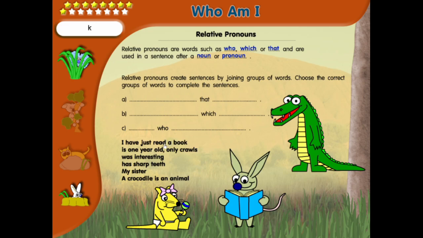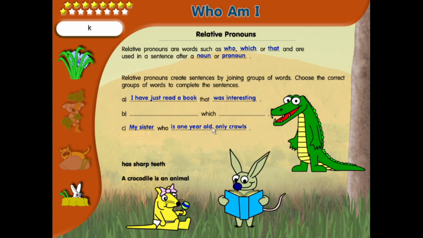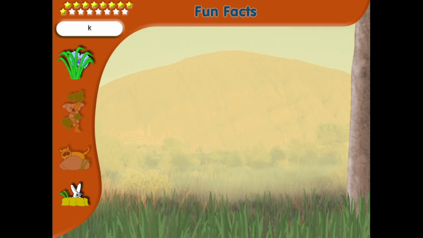I have just read a book. It was interesting. I have just read a book that was interesting. My sister is one. My sister, who is 1 year old, only crawls. Has sharp teeth. A crocodile is an animal which has sharp teeth. I'm real.